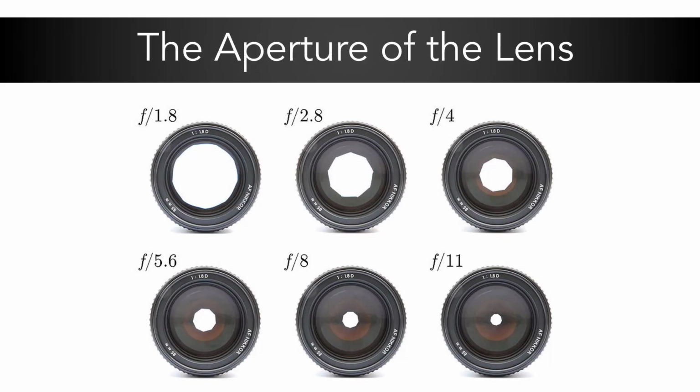The first component is the aperture of the lens. It is a term that refers to how wide the opening of the lens is, which lets light rays hit the image sensor in the camera.